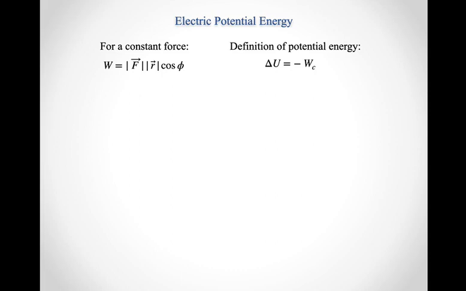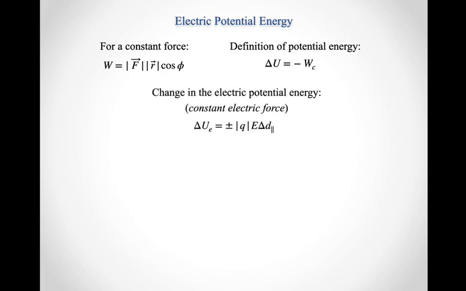What we're going to do to think about the electric potential energy is put these two ideas together, and we're going to end up with an equation that tells us that the change in the electric potential energy in situations where you have a constant electric force is given by, well, change in the electric potential energy, that's the delta U_E term on the left, equals plus or minus absolute value of q times E, the magnitude of the electric field, times this delta d parallel.